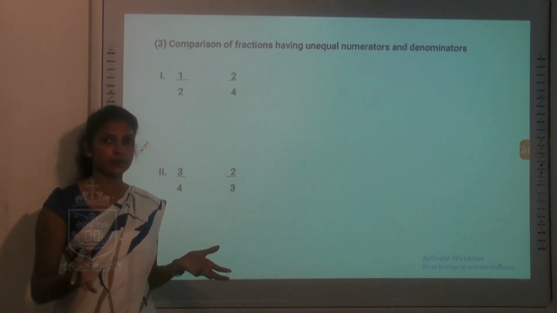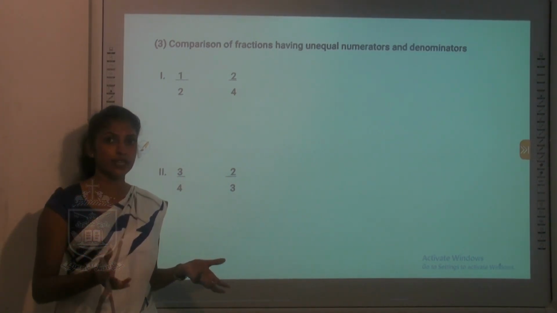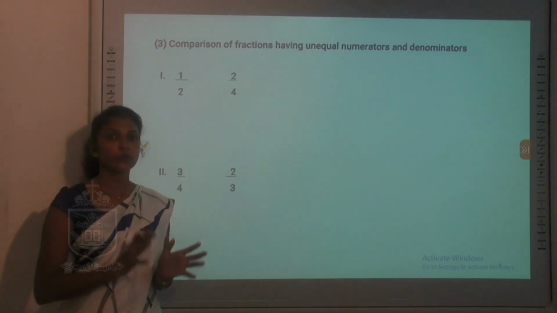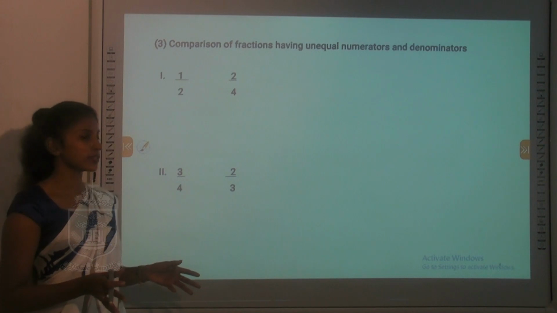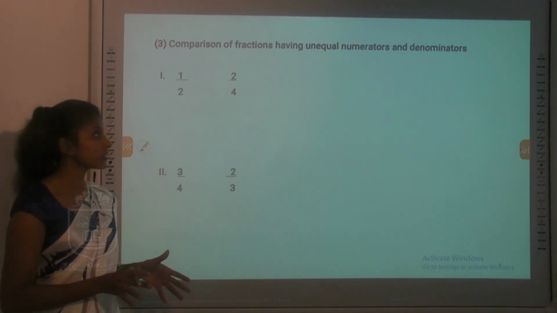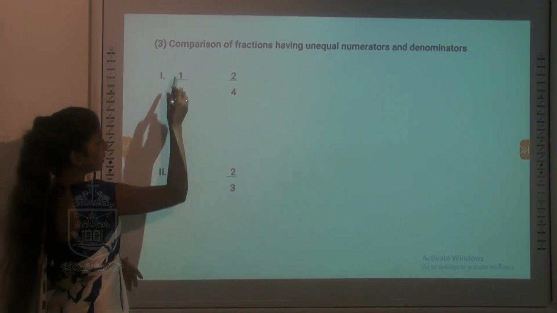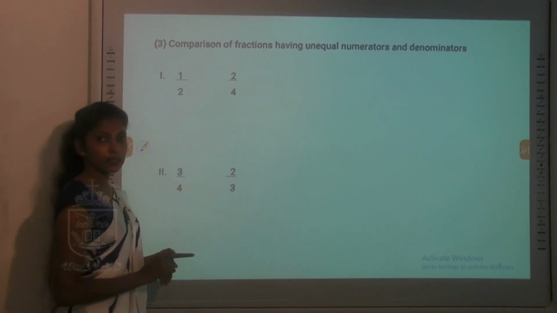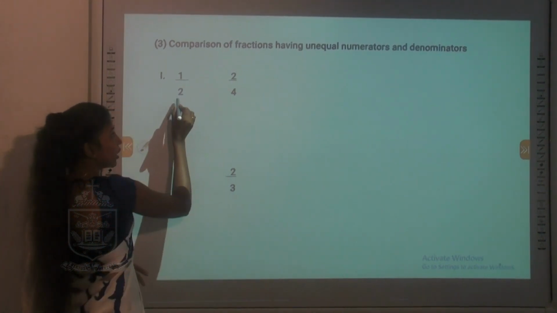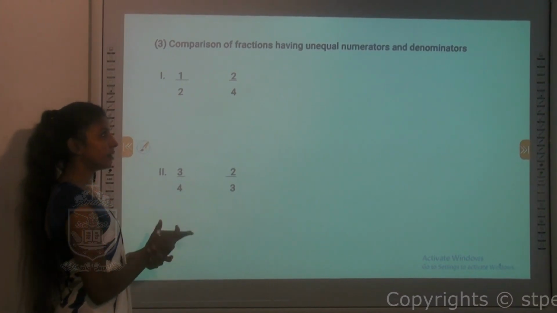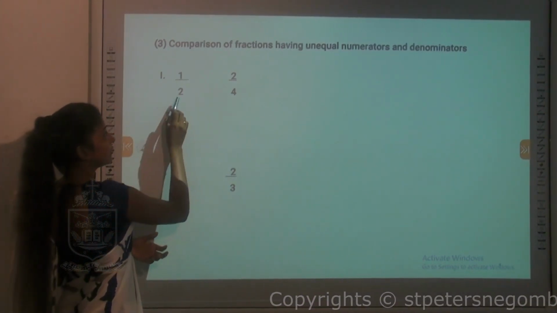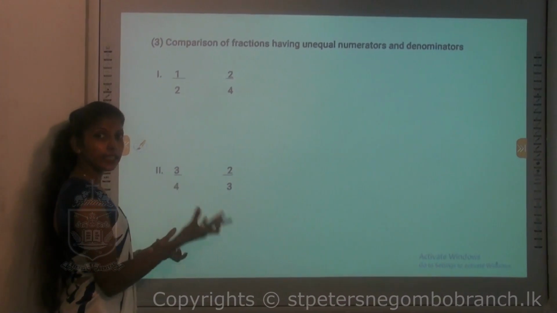We are going to make equivalent fractions and then compare the fractions. Since the fractions are different, we can't identify which is large and which is small. Therefore, we are going to find equivalent fractions and then do the comparison. So let's see how we can do this. Here the fractions are 1 over 2 and 2 over 4. Here the denominator is 2, here the denominator is 4. Now you have to think of a way to make these two denominators equal.